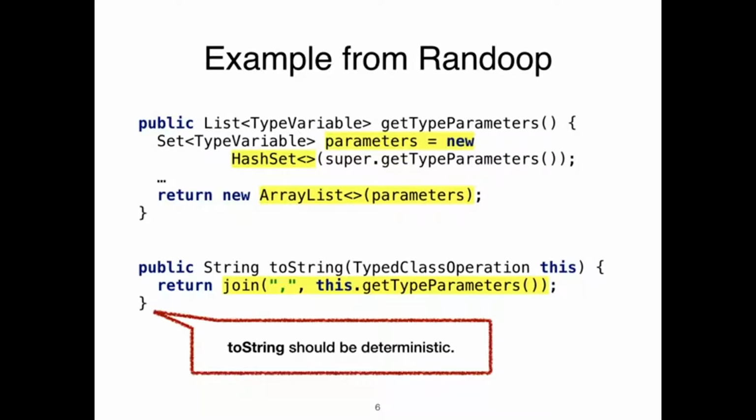The specification for toString method is that it should be deterministic. But this specification is violated because getTypeParameters is not guaranteed to return a list that has the same iteration order across executions, since it is constructed from a set. So the code in getTypeParameters is unsafe and could result in non-deterministic program output.